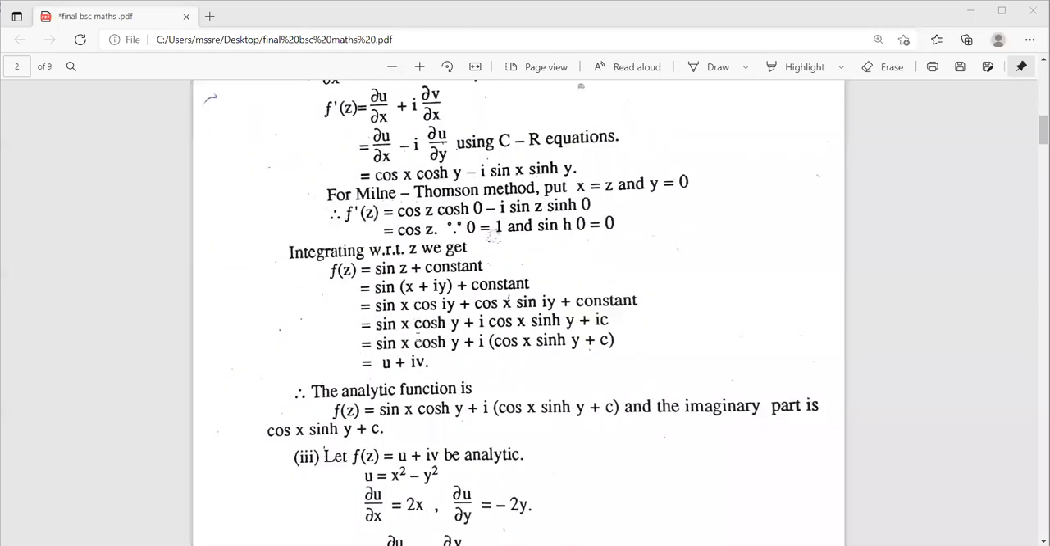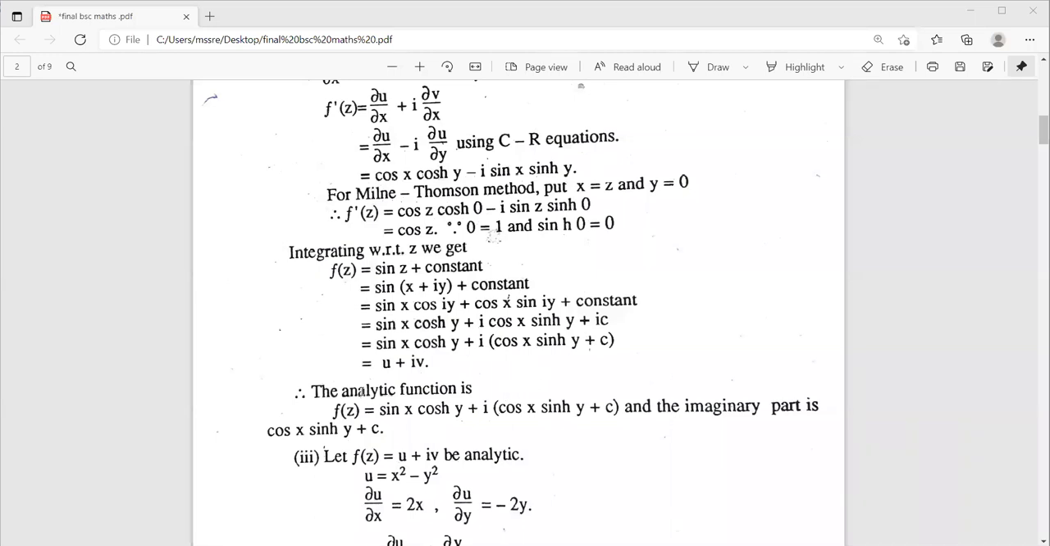Therefore you can write this as sin x cos hyperbolic y plus i into cos x sin hyperbolic y plus c. This is of the form u plus iv. What is the imaginary part? V is cos x sin hyperbolic y plus c.